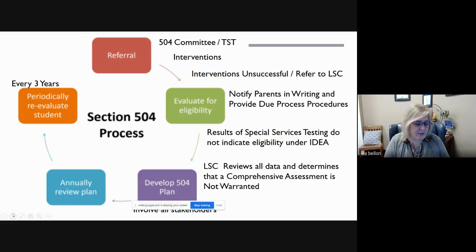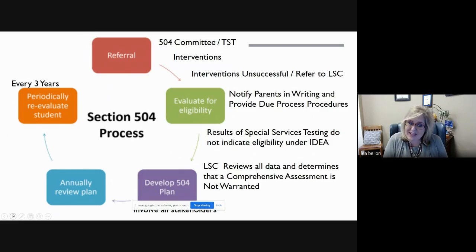And then another point when you would move directly to the 504 is if that LSC reviews the information and determines that it's not necessary to do a comprehensive assessment. And really that trach situation that I was telling you about could be a possible situation where the LSC would say, okay, this is temporary. We're not going to go forward with a comprehensive assessment, but we do need a medical plan in place. And so we might move straight into developing a plan by referring back to the committee.